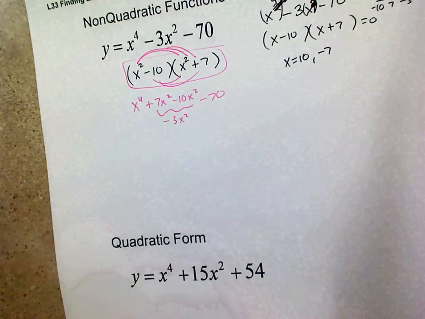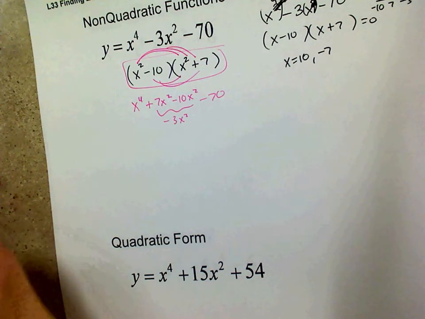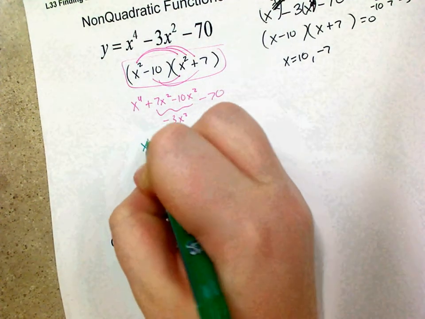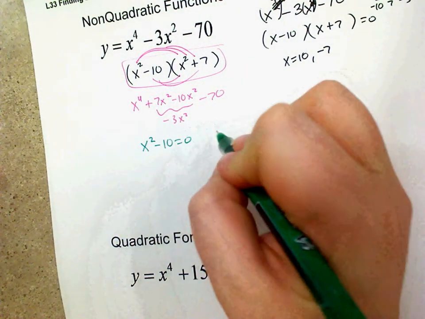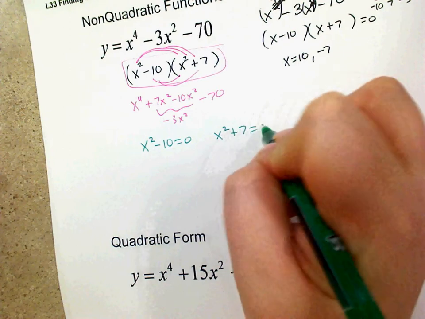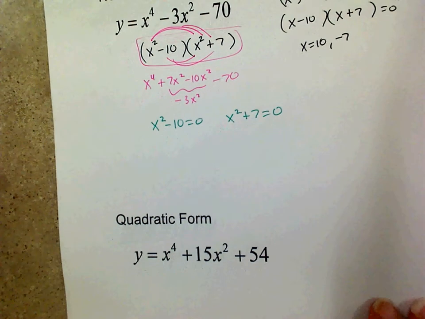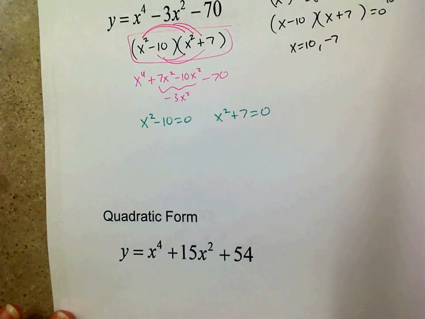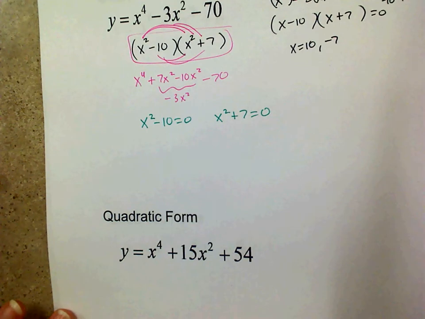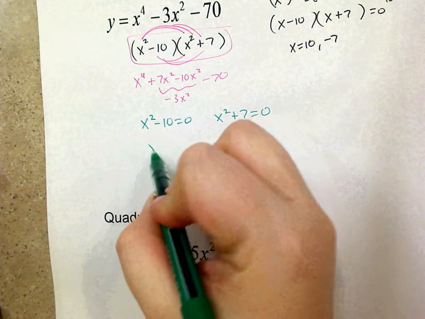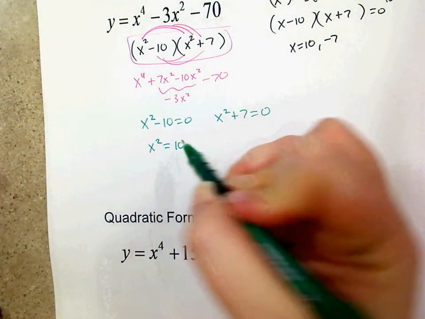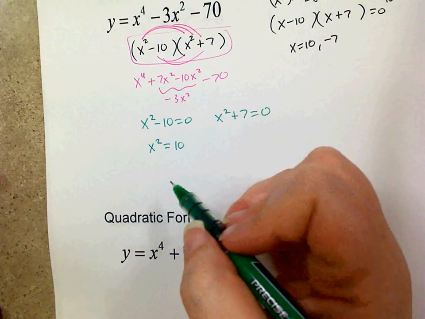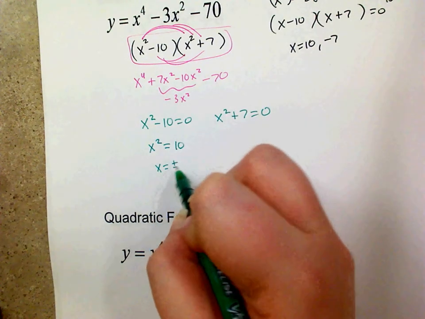So x squared minus 10 equals 0. X squared plus 7 equals 0. Write those down. We need to solve. How do I solve the first one? Add 10, and then do what? All right, so x equals plus and minus the square root of 10. Those are two of my answers.